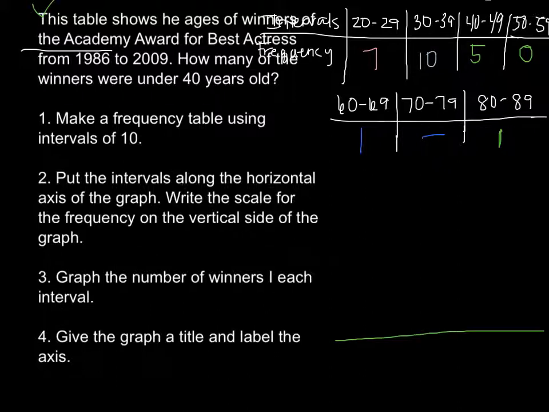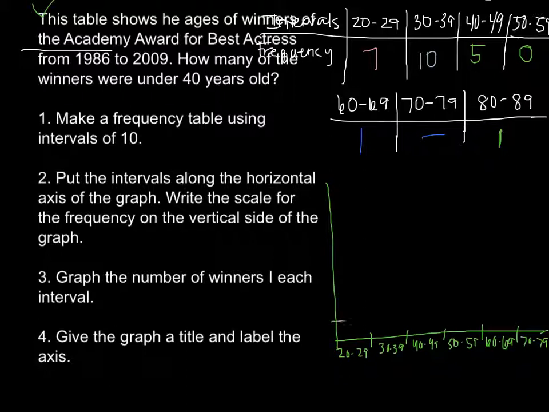Okay, and then we're going to say 20 through 29. We are going to say 30 through 39. And try to write this really small. 40 through 49, 50 through 59, 60 through 69, 70 through 79, and then we know we have 80 through 89. Okay, so now I have to do my frequency on the vertical.